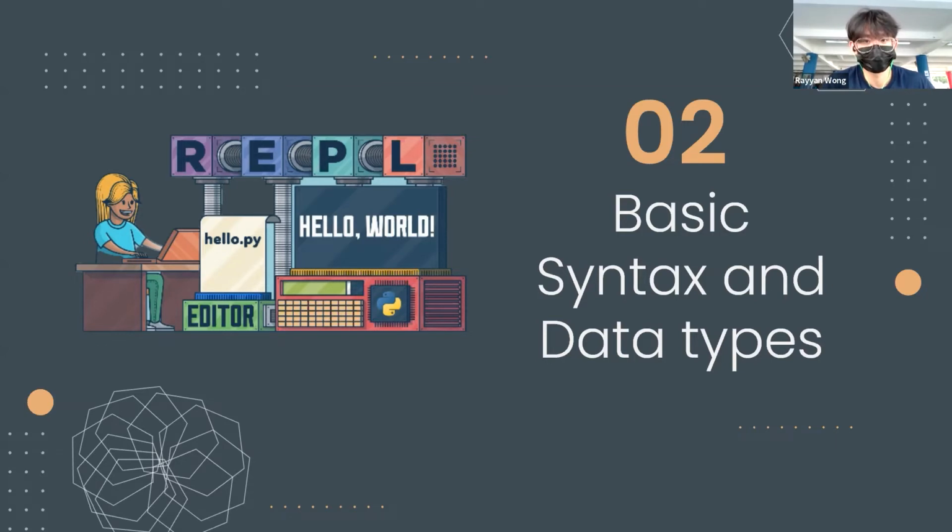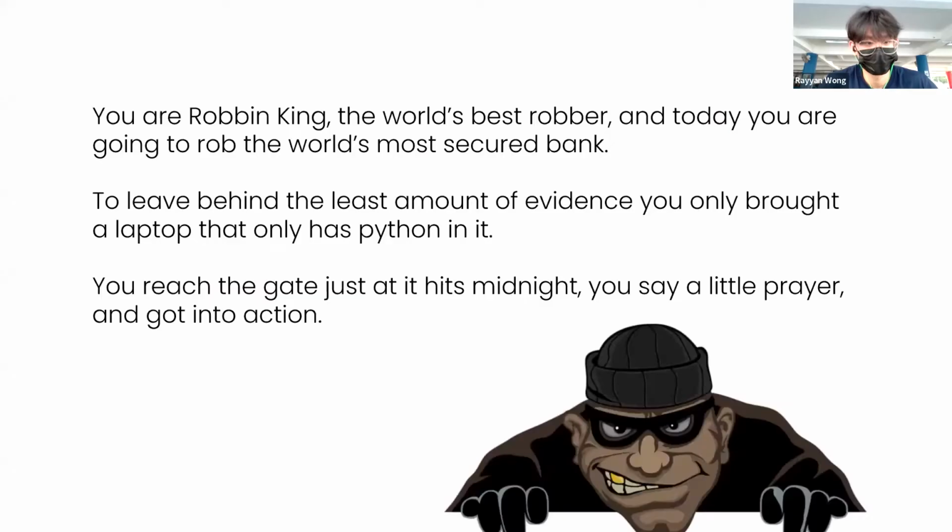Okay, so let's imagine this. You are a world-class thief called Robin King, and you want to rob this bank, right? And to leave behind the least amount of evidence, you only have a laptop with Python inside of it. But throughout this heist, you have many challenges that you'll be facing, and you can only use Python to help you solve these challenges because you're not really good at math, right? So with that said, you're faced with the first task.